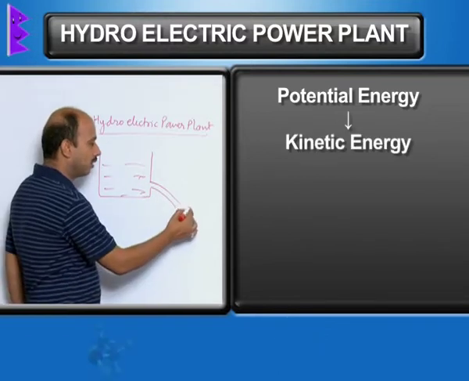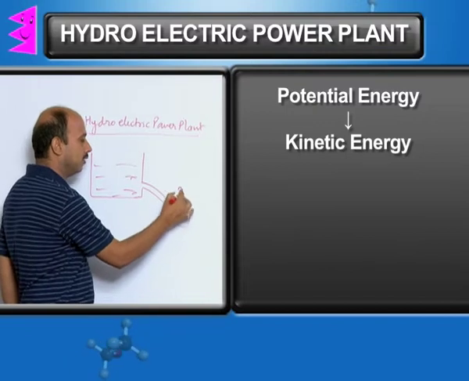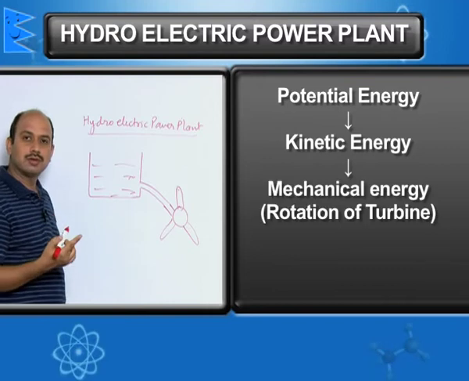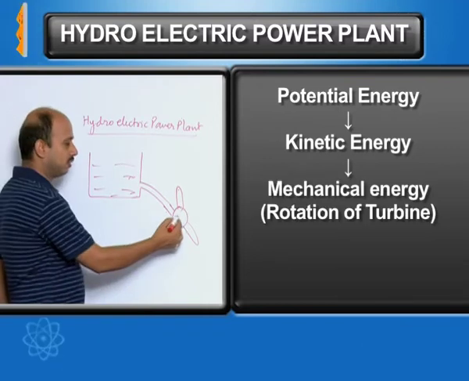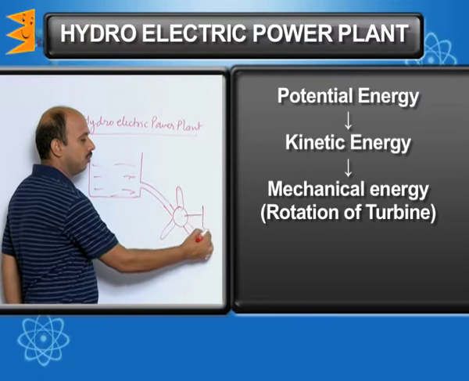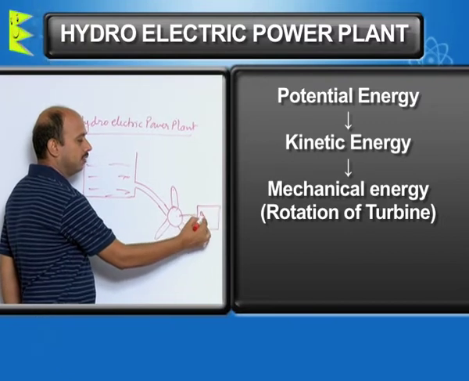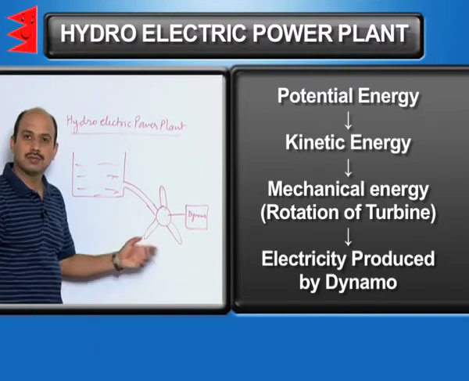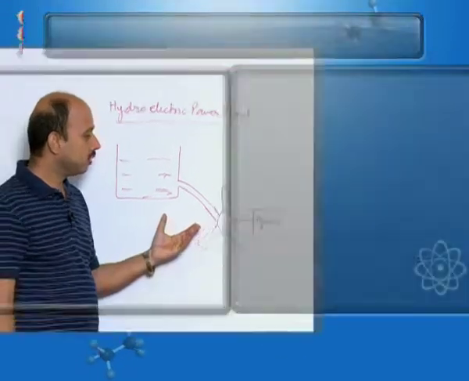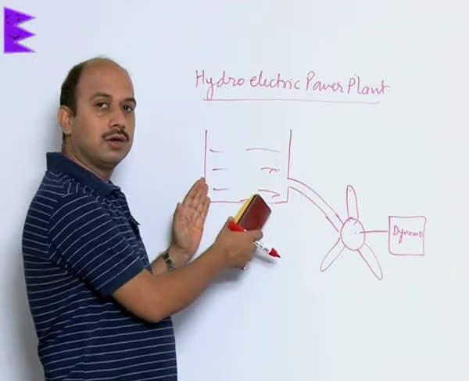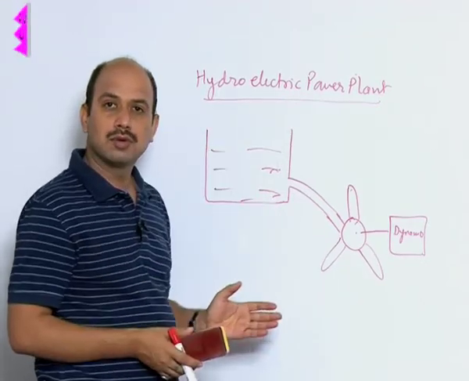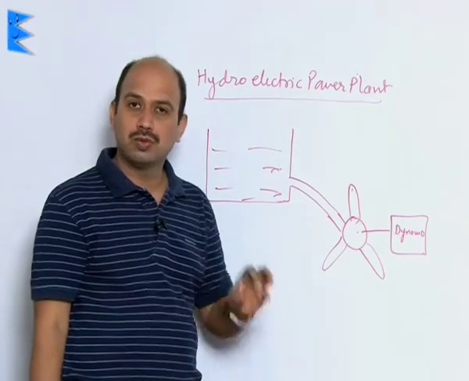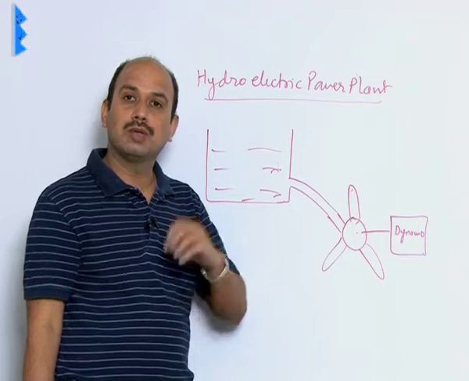Then it falls on turbine like this, and then this turbine rotates. As turbine rotates, turbine is connected to dynamo, and in this case dynamo produces electricity. So see here, in place of this beaker, we take the big dams, big source of water, and by constructing dam we can store water which can be used round the year.